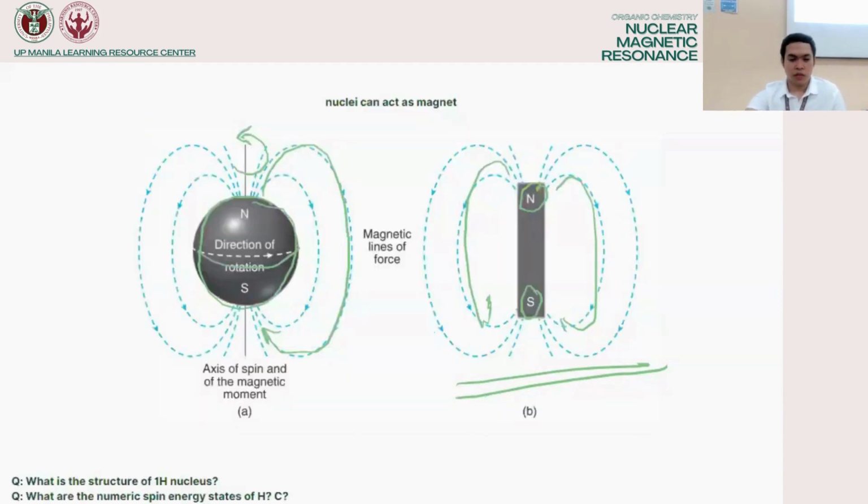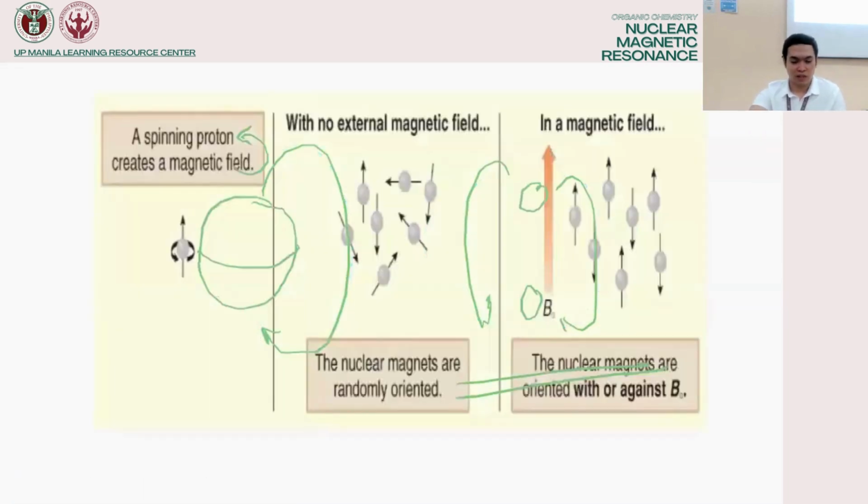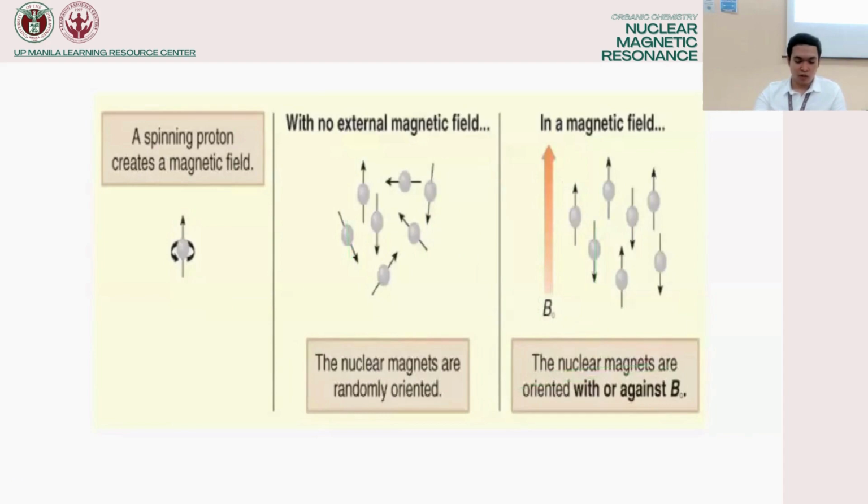It's self-explanatory naman, no? The axis of spin and of the magnetic moment. Ayan, as it rotates, it produces a magnetic field. Naintindihan naman po ito. So, ano pong relation ng spin dun sa ini-induce niya na magnetic field? Ito yun. A spinning proton, sorry, hindi ko natanggal yung mga annotation. A spinning proton can create a magnetic field. Yan yung kanina nating nakita. As it rotates, it creates an induced magnetic field.